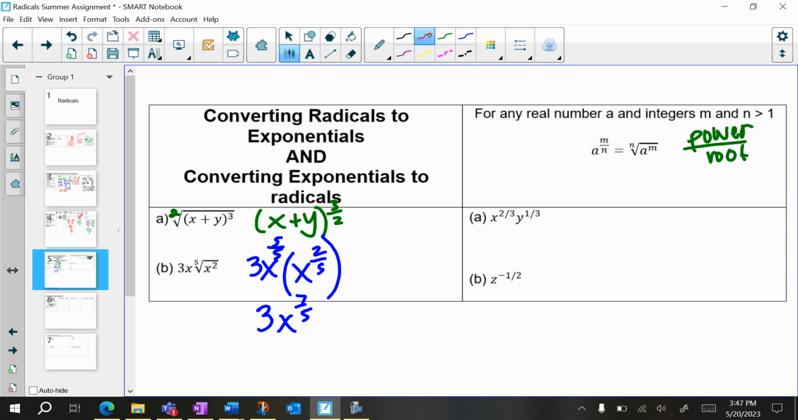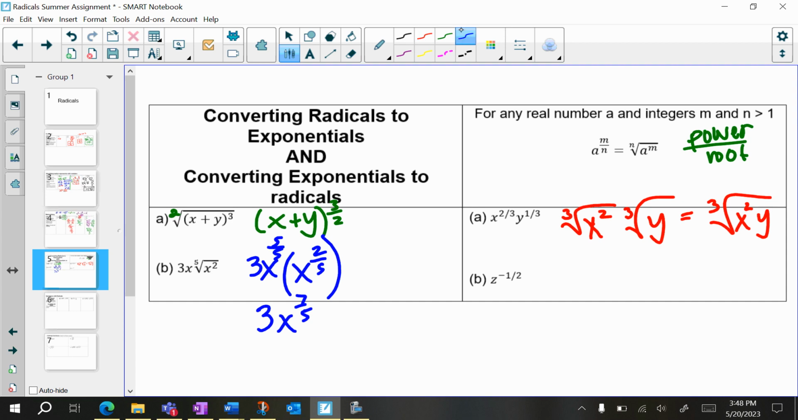Let's look at A. x to the 2/3 times y to the 1/3. So again, power over root. I'm going to rewrite this with 3 as my index, and then x squared, times 3 again as my index, y. Because the indexes match, you can combine them. So I have the cube root of x squared y.